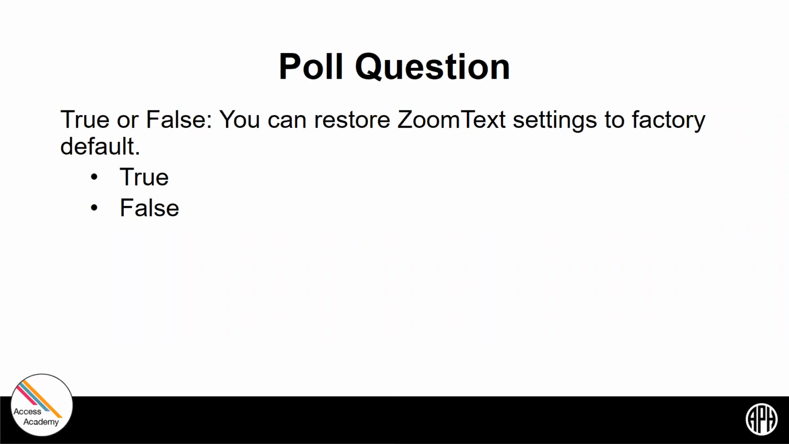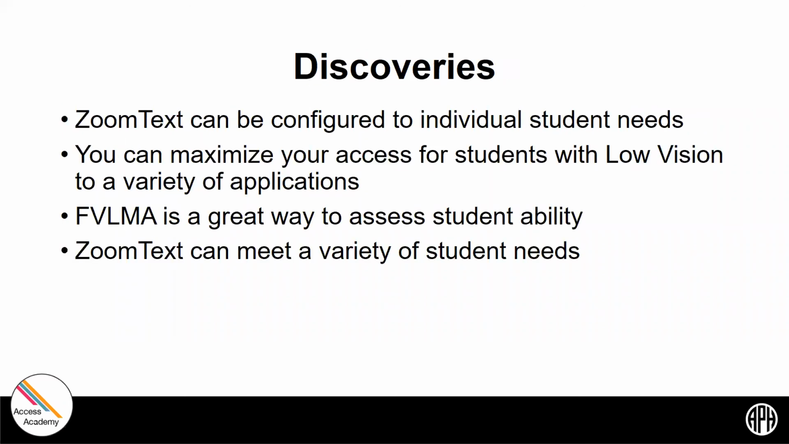Great, thanks for that, Ben. All right, let's wrap up this webinar with our remaining slides. So let's talk about what we've discovered today. We've discovered that ZoomText can be configured to individual student needs, that you can maximize your access for students with low vision to a variety of applications, that FVLMA is a great way to assess student ability, and ZoomText can meet a variety of student needs.